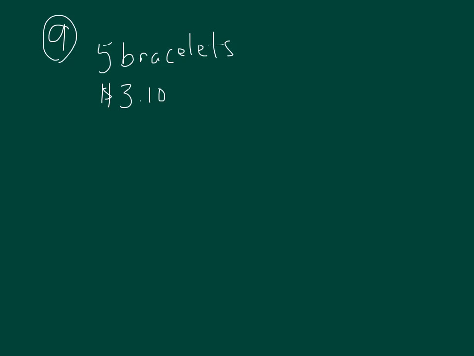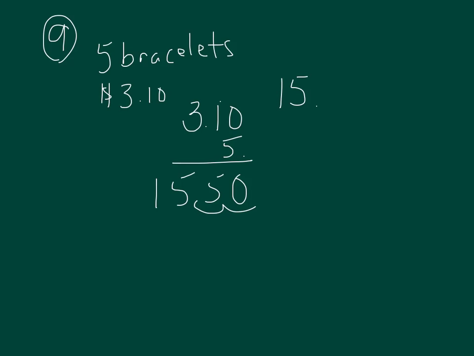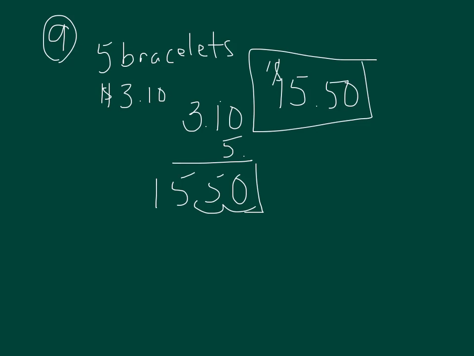You could do it any way you want to. Most of you did $3.10 times 5, and you multiplied that out, and you got 5, 15, and move it over twice. So the answer is $15.50. Some of you didn't put in the labels, but you really need to do that. All right, so it is $15.50 for 5 bracelets.